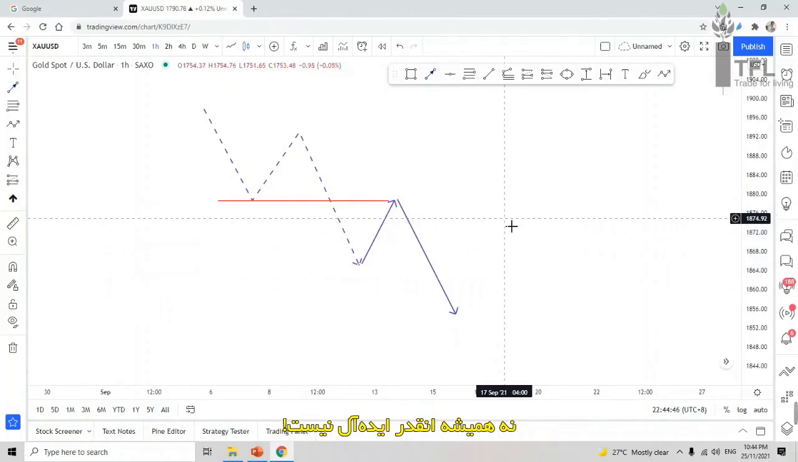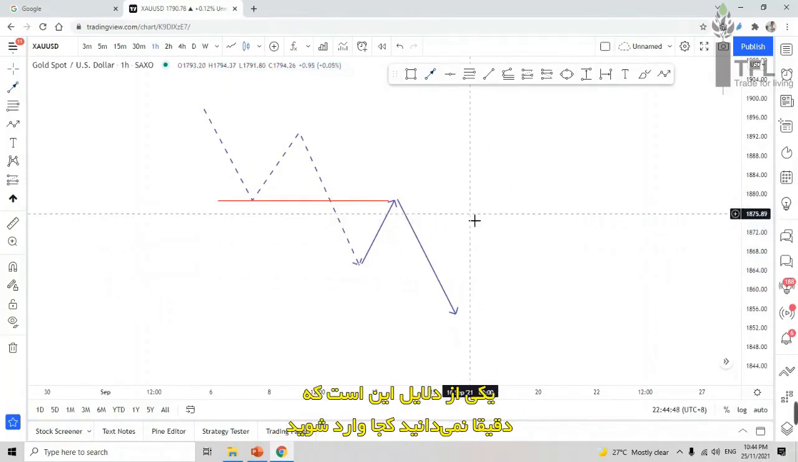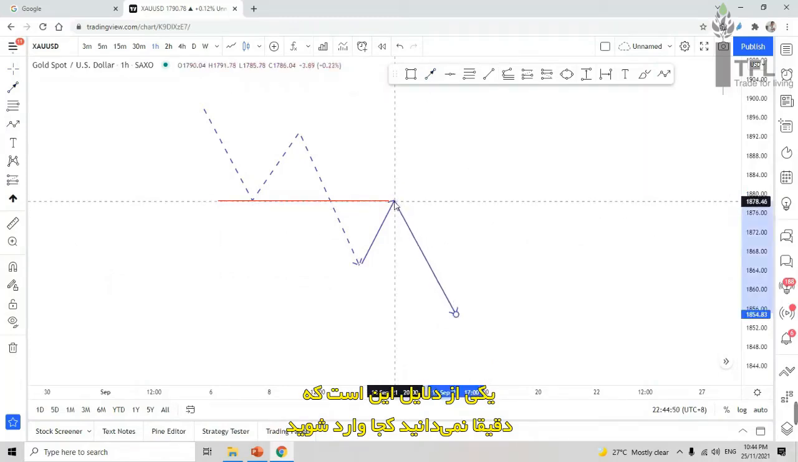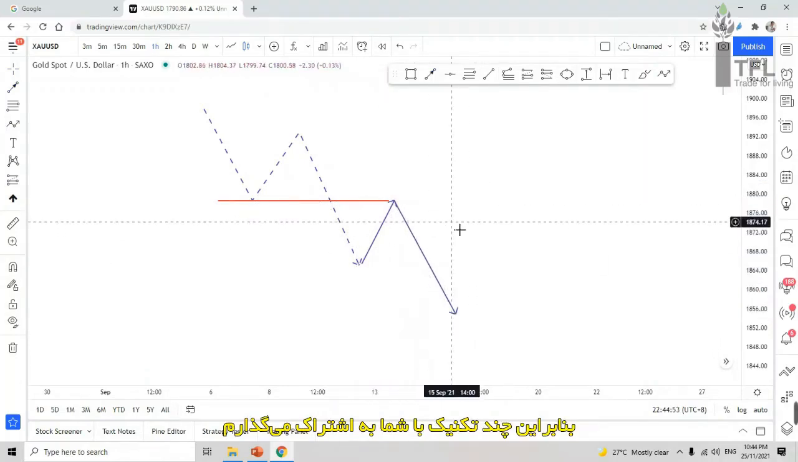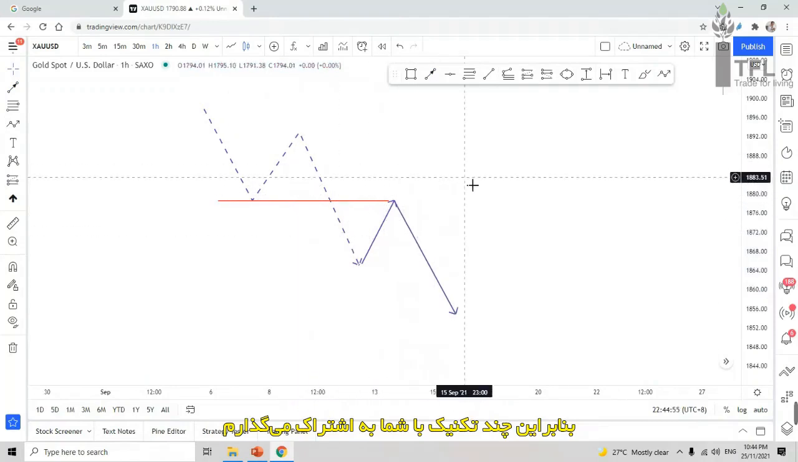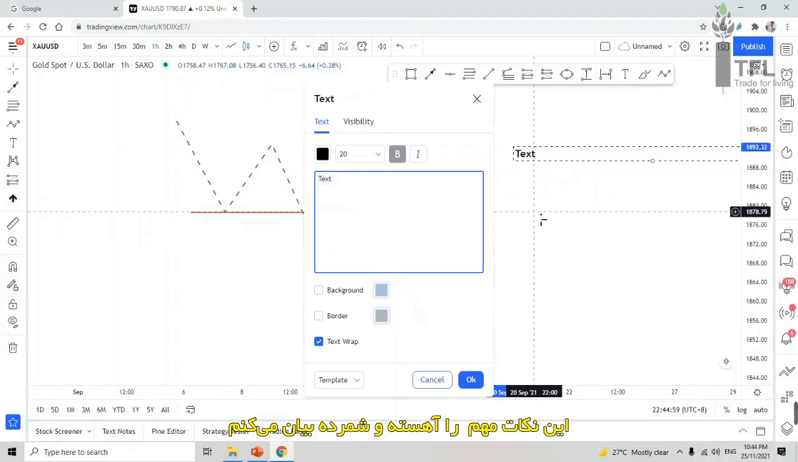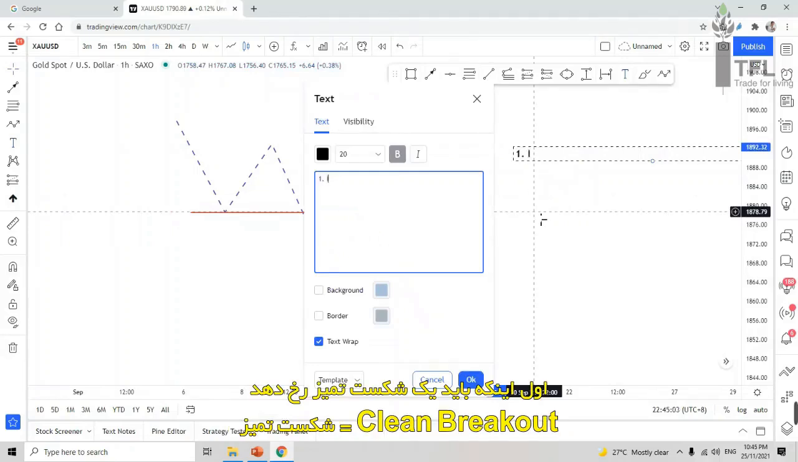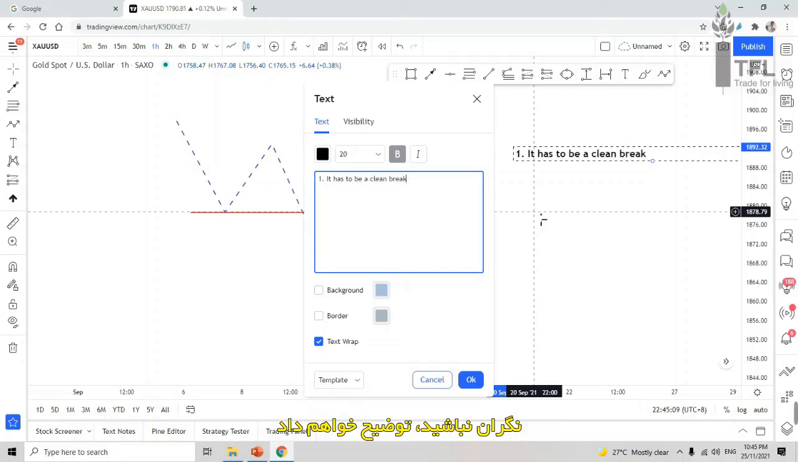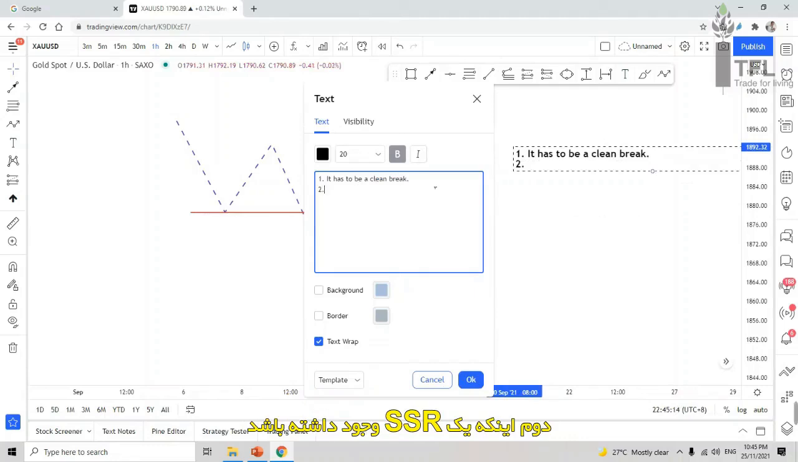But is it always ideal? No, it's not always ideal. One of the reasons is that you do not know where to enter. There is no clear entry. So I'm going to share a few tips with you guys. These are the important things, and I'm going to explain them slowly. First is that it has to be a clean break. All right, I'm going to explain it. Don't worry.